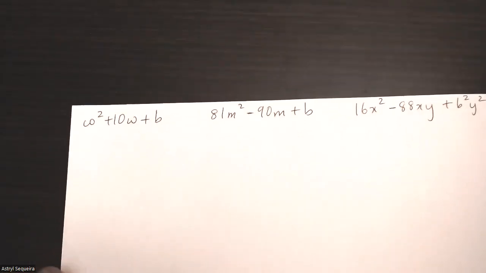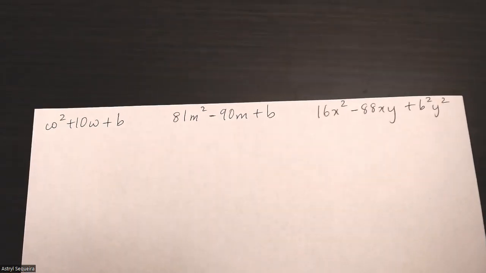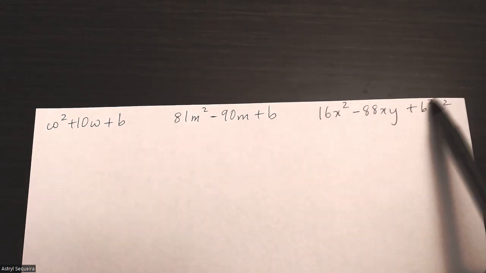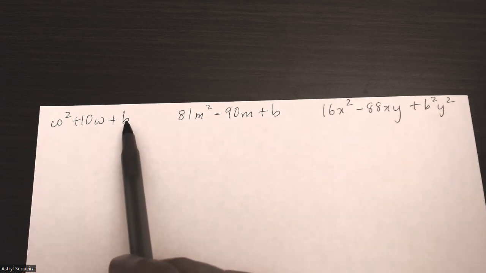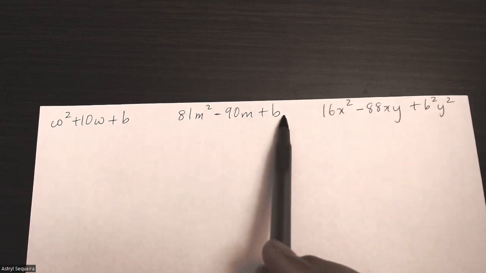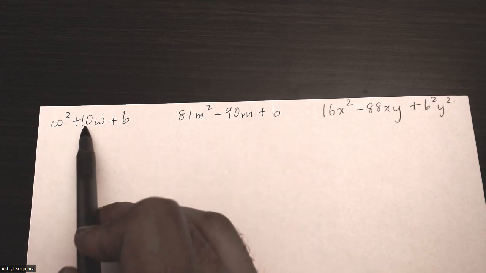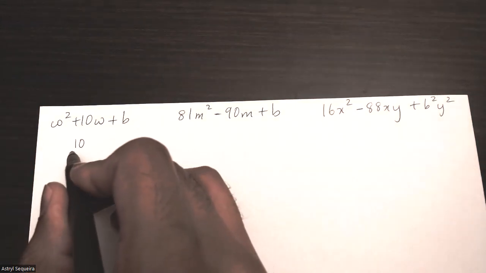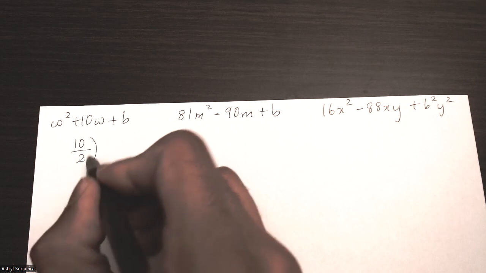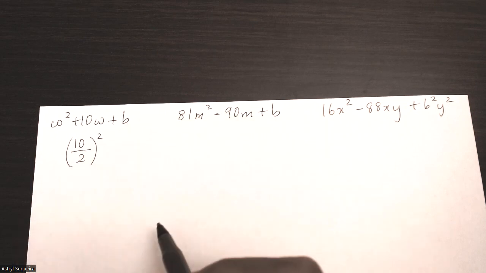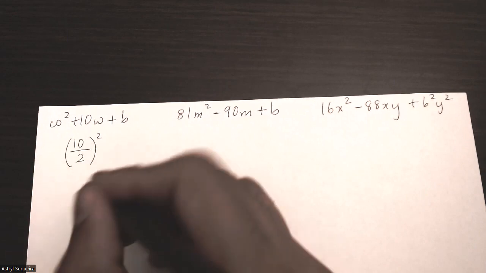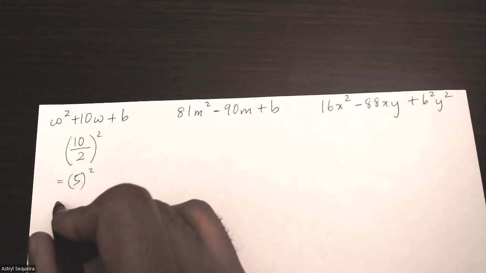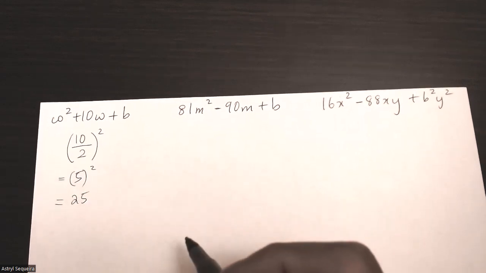All right, let's go to these next three questions, which are slightly more difficult now. Now b is in our last term, and in this one, there's actually a b squared, which we'll get to a bit later. But when b is in your last term, what you want to do is take your middle value over here, divide it by 2, and then square it. Okay, so that's the first step. So 10 divided by 2 is just 5 squared, and 5 squared is just 25.